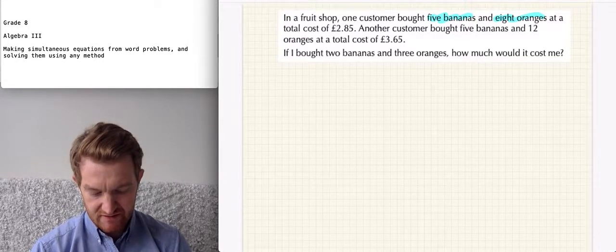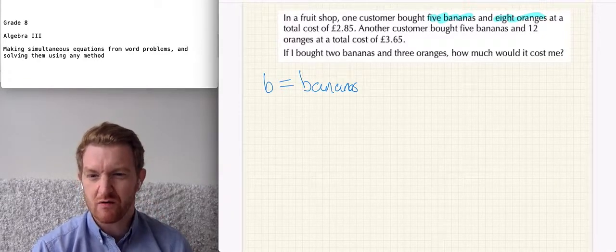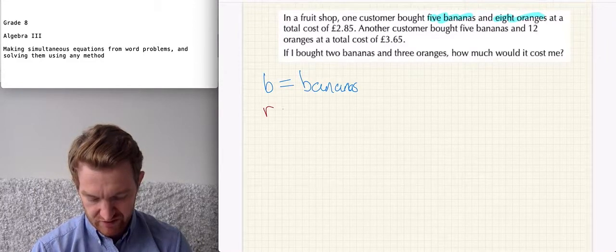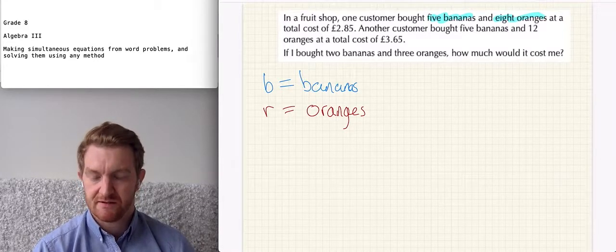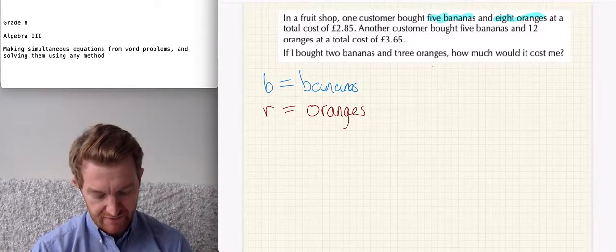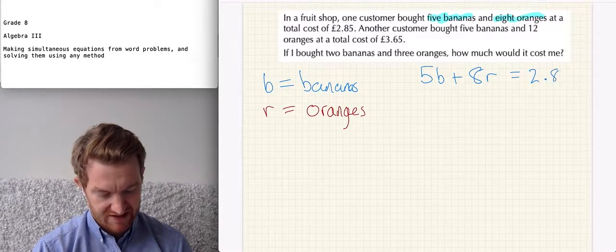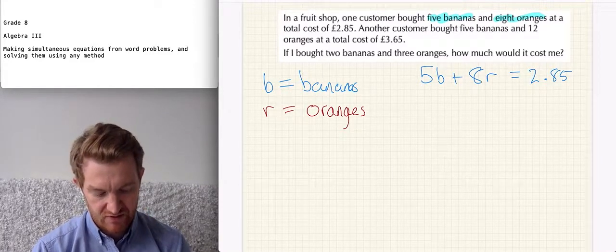So let's define our variables. I'm going to use B for banana. What a surprise. And I'm not going to use O because O can be confused with a 0, so I'm going to use R for oranges. You could have used any letter, it doesn't really matter. So the first equation is going to be 5 bananas and 8 oranges is equal to 2.85. Obviously it's a decimal, so we're likely to get a decimal value for B and R. Use your calculator to help you.